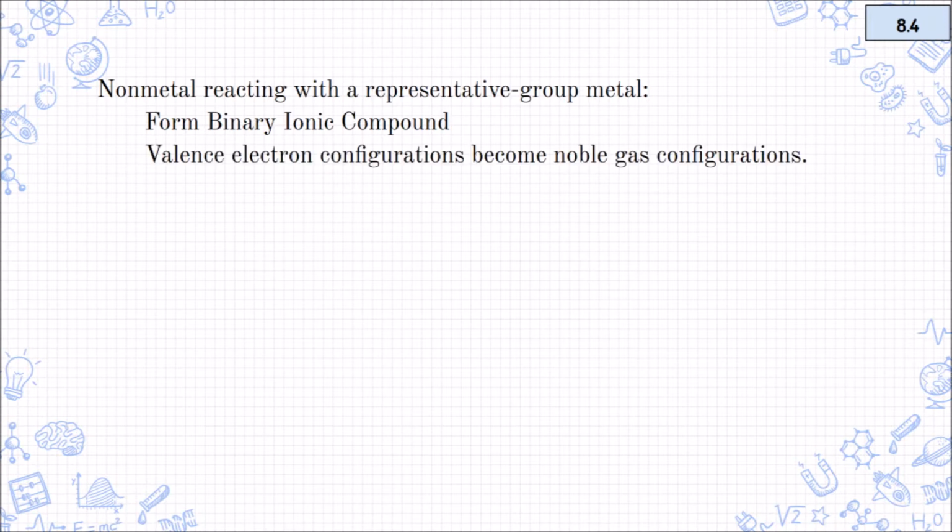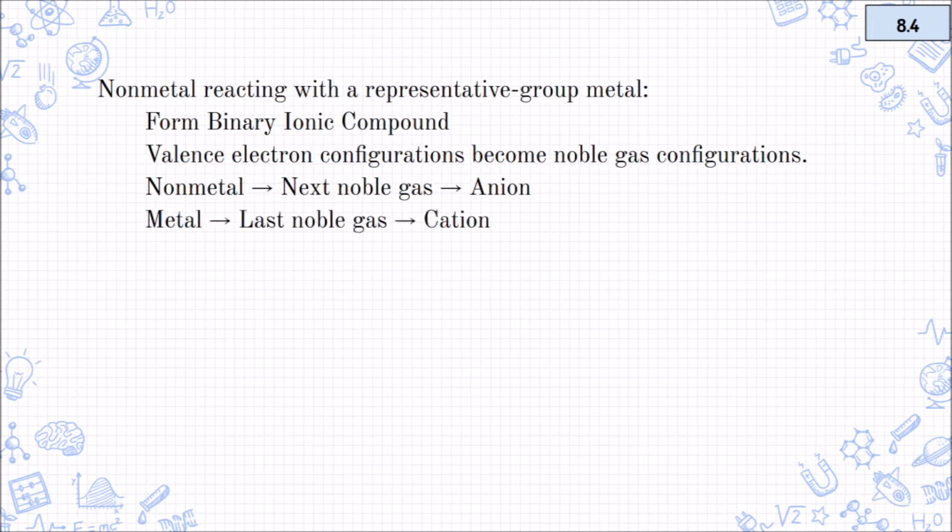The valence electrons of the elements become noble gas configurations because noble gas configurations are more stable. To achieve this, nonmetals gain electrons to have the valence electron configuration of the next noble gas, becoming an anion, while metals lose electrons to have the valence electron configuration of the previous noble gas, becoming a cation.